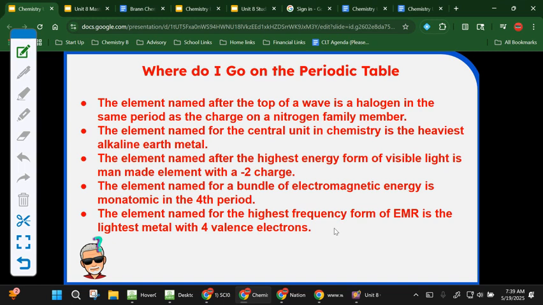So the halogen family is group 17. Okay? So we're somewhere in group 17. Now, which period are we in? What is the charge of things in the nitrogen family? So that would be what period? The same number as the charge in the nitrogen family member. So the charge is a -3, so which period would that be?